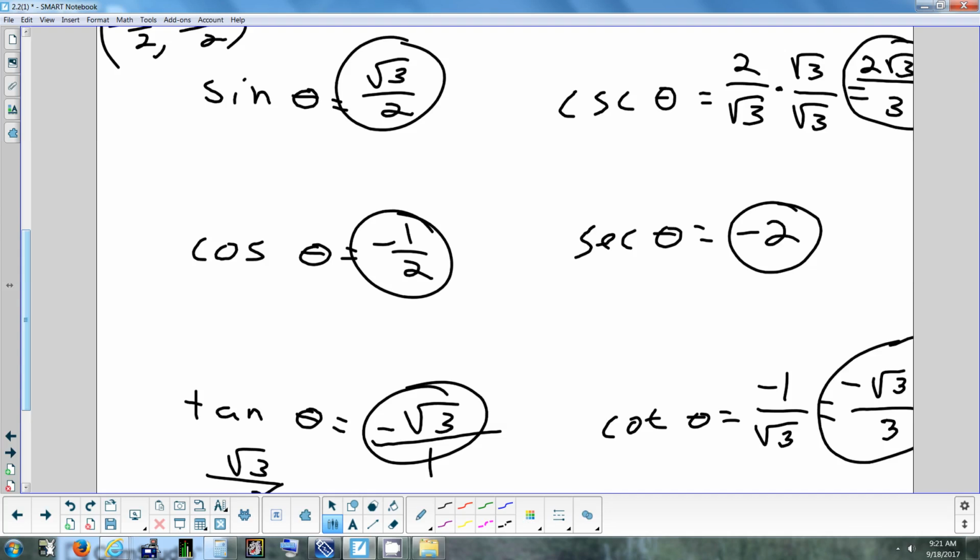Okay, so what we just did there, that would be 6 separate problems on a test. I'm not going to have you do all 6 in the same problem. That would be 6 separate problems. Any questions on that? All right.